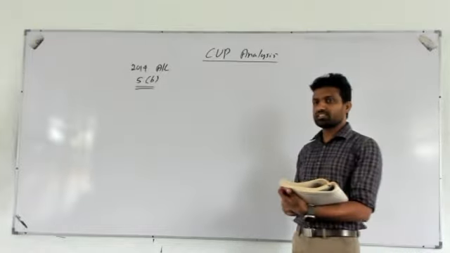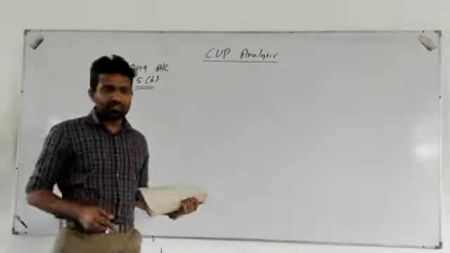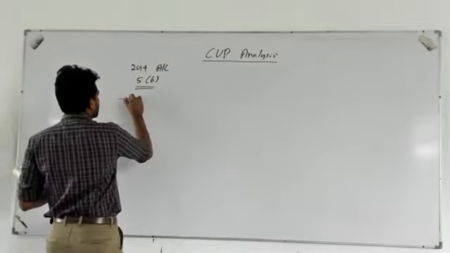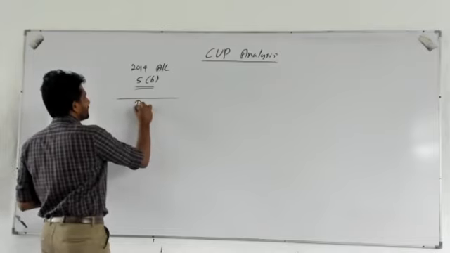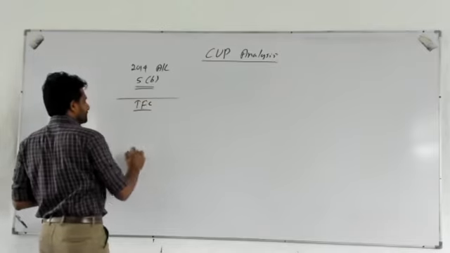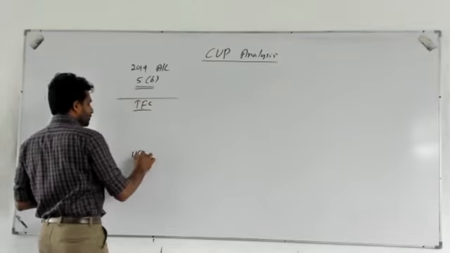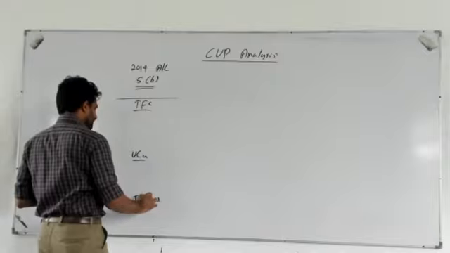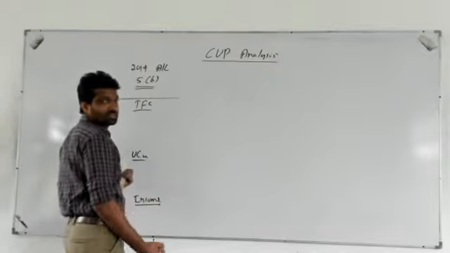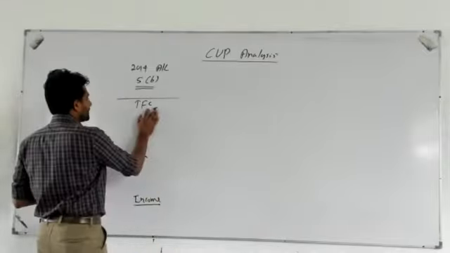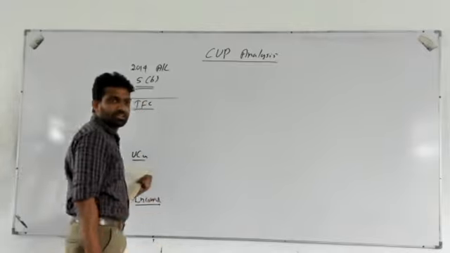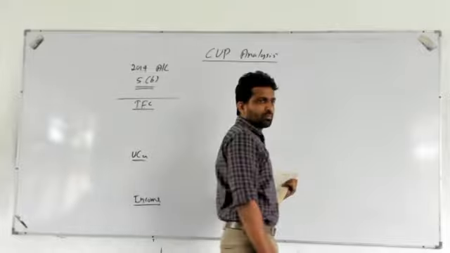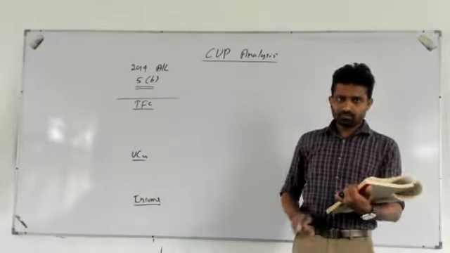Usually what I do is in CVP analysis, right? Anyway, we have to calculate these: total fixed cost, variable cost per unit, and income. Make this a habit, because without this you cannot apply any of the formulas you use. You want the total fixed cost, variable cost per unit and income.